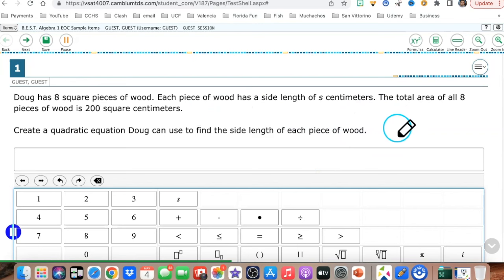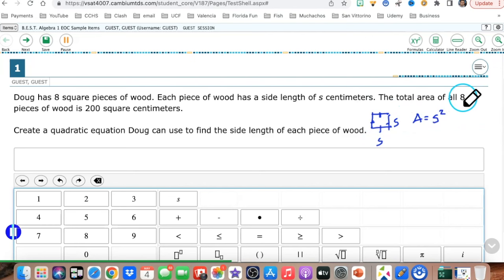So first of all, let's get the information. 8 pieces of wood, each side is s, right? And these are squares, which means all the sides are equal. Each side measures s. He has 8 pieces in total and the area is 200. So first, let's do one piece. What's the area of one piece of wood? It's s times s, so the area for one piece is s squared.